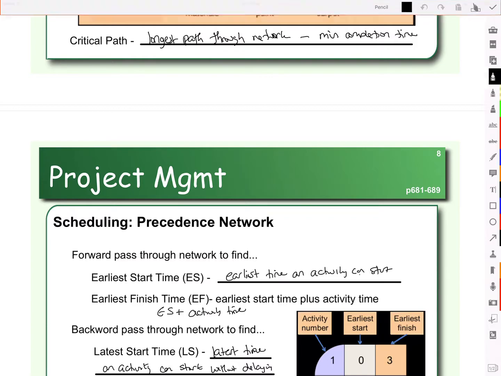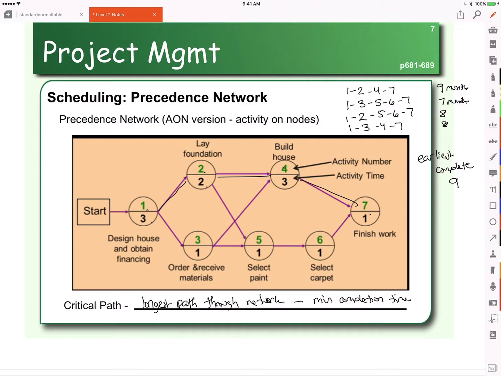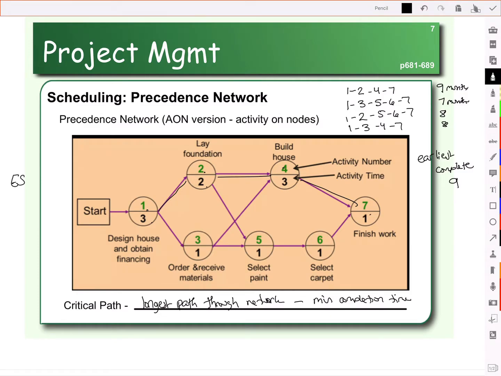Let's go back to this table here. Okay, and let's find the early start, early finish, late start, and late finish, and let's do activity 2. Okay, so here's activity 2. Now, let's start with an easy one, early start. When's the earliest you can start activity 2? Well, the earliest you can start is the second you finish activity 1. How long does activity 1 take? It takes 3 months. So the soonest we can start activity 2 is in month 3.